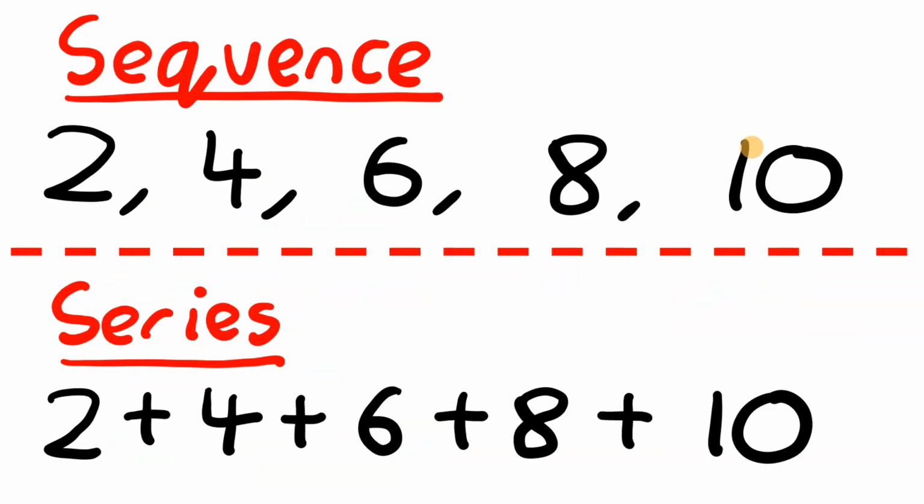Okay, so now we're going to start talking about series. So hopefully it's pretty simple what a sequence is. It's like this here, where it's a sequence of numbers. A series is where the numbers instead are added together. So these two here are the exact same set of numbers, but this one here is a sequence and this one here is a series.